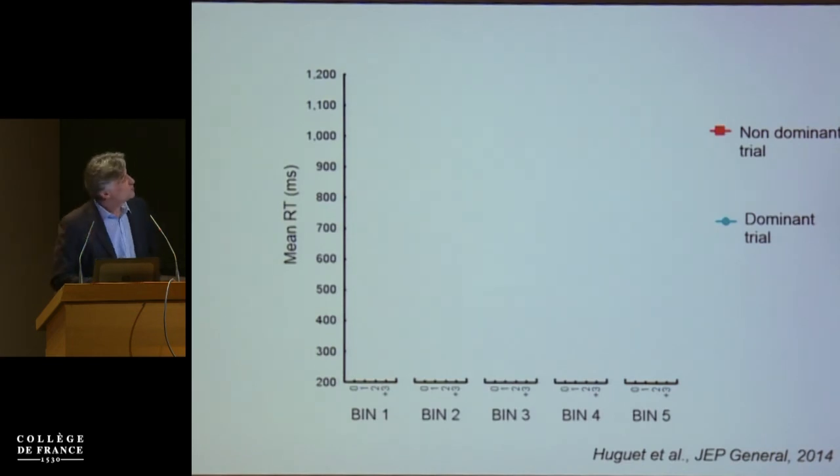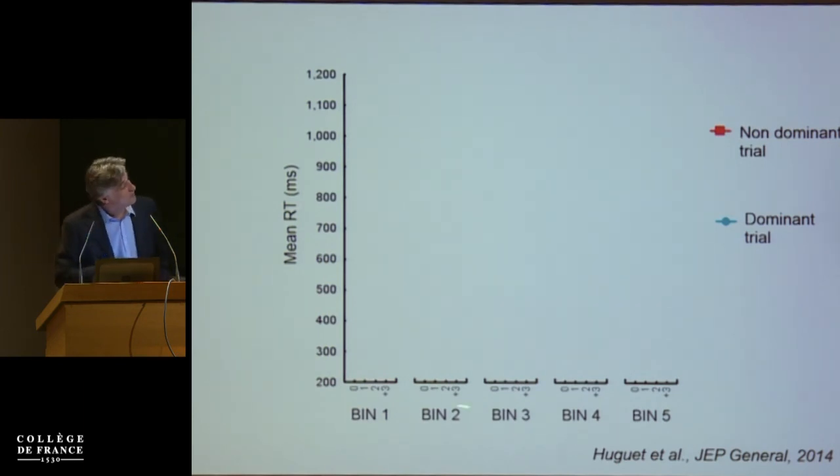What you will have on this graph are the response times of the subject, depending on the type of trials, dominant trials or non-dominant trials. We have in this graph organized the trials by bins. These trials here are the trials in which the animal was quick to respond. These trials here are the trials in which the animal was slow for responding.